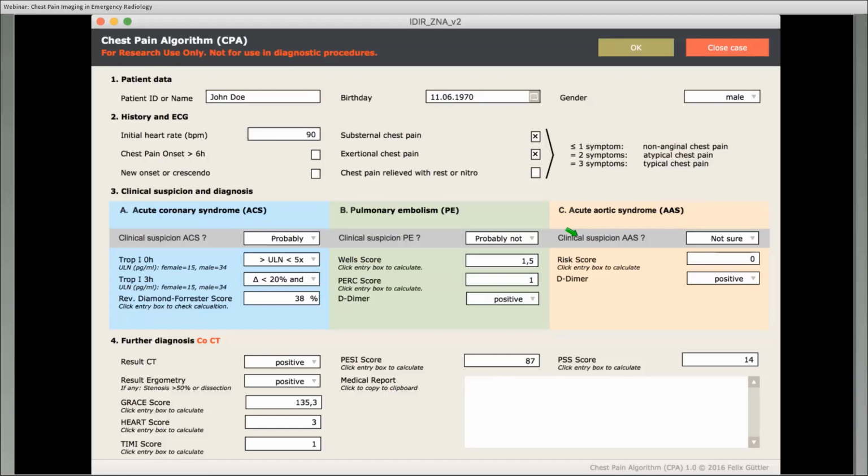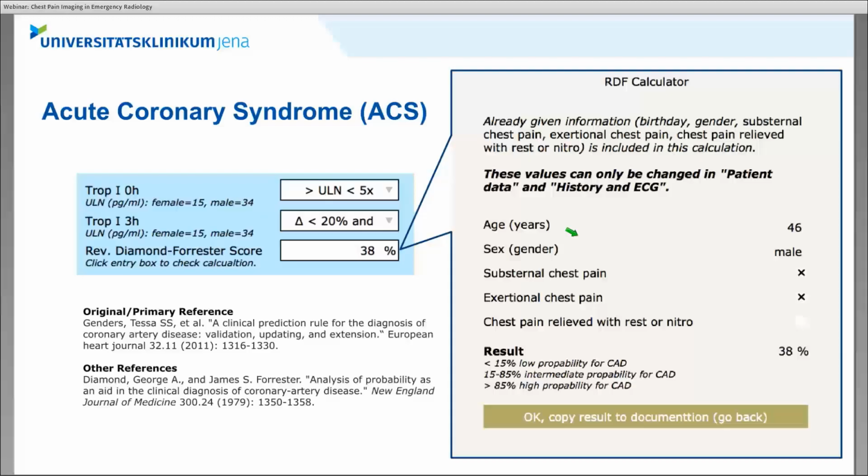In addition, quite important for the physician, it gives the GRACE score, the HEART score, the TIMI score, which is important for their clinical decision making. So this is the way we proceed beforehand, before we decide on what kind of imaging we are doing on our patients.